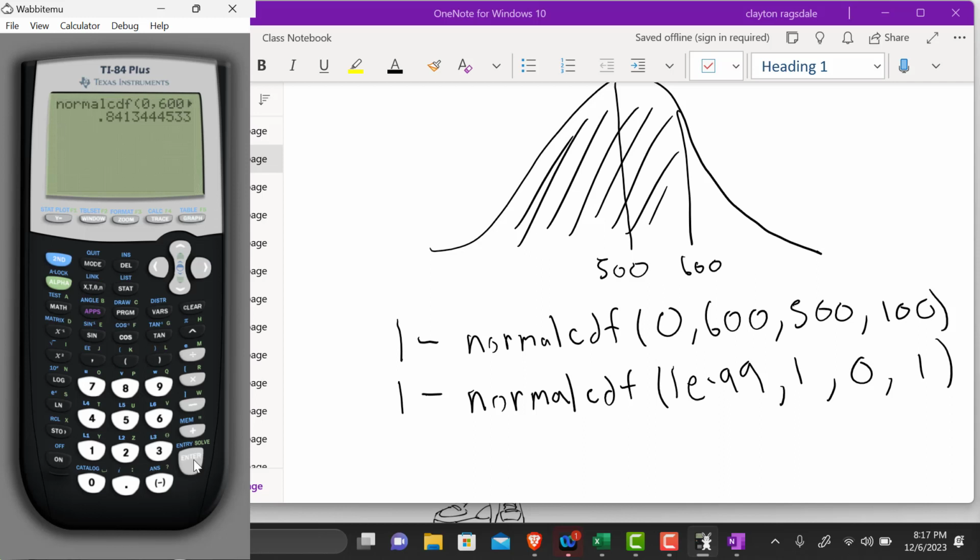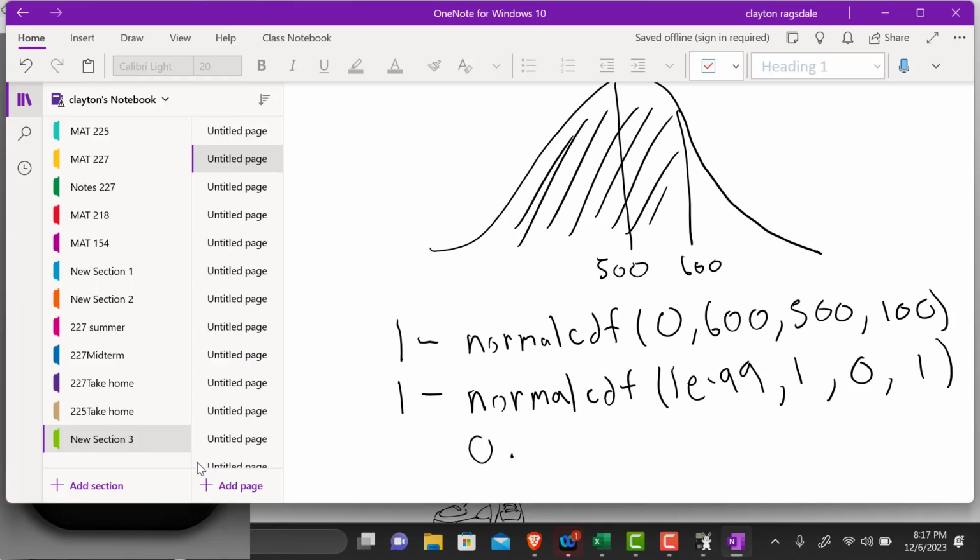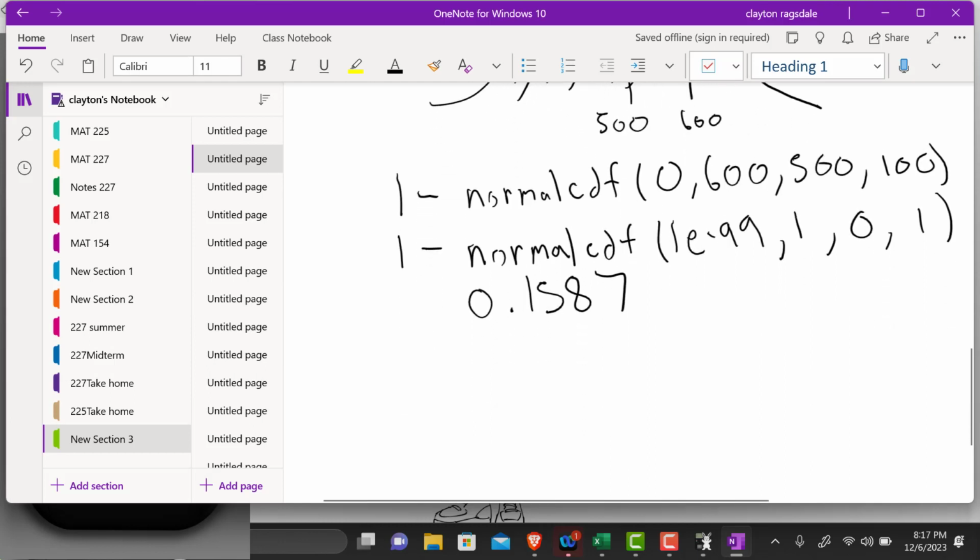And we have 0.8413. But that's not our actual answer. We want to do 1 minus this because we want everything that's greater than that. 0.8413 is everything less than. And so we get 0.1587. Let's verify. Yep, perfect. And let's do one more, 36.